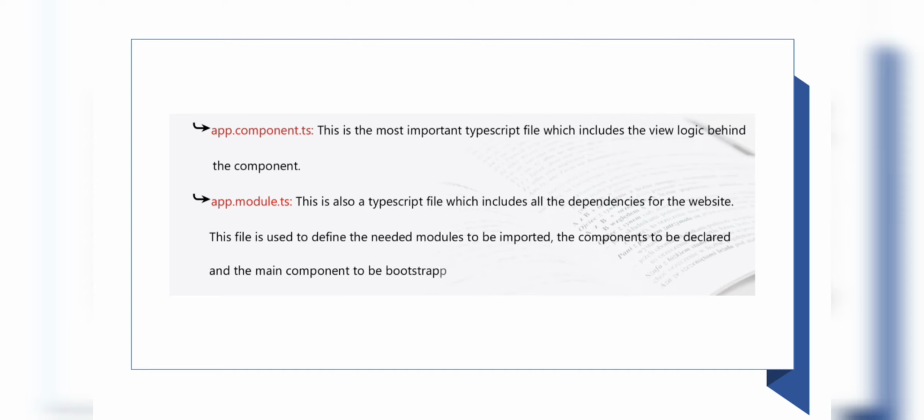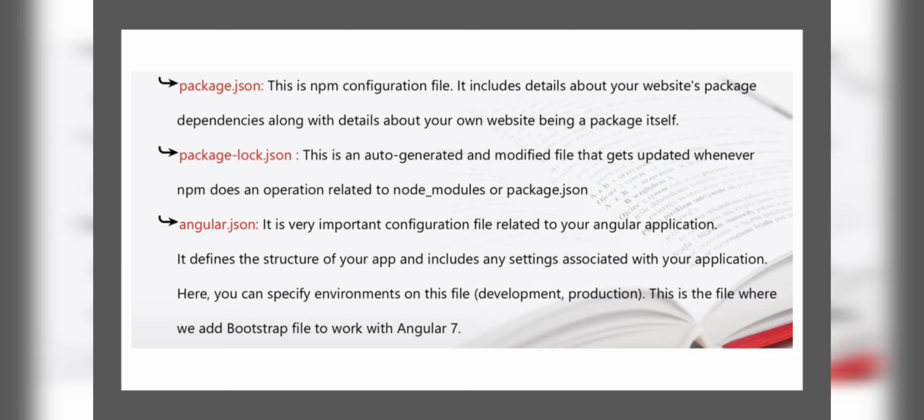app.component.ts is the most important TypeScript file, which includes the view logic behind the component. And app.module.ts is also a TypeScript file which includes all the dependencies for a website. This file is used to define the needed modules to be imported, the components to be declared, and the main component to be bootstrapped. As we already discussed earlier, this is the module in our Angular, app.module.ts.